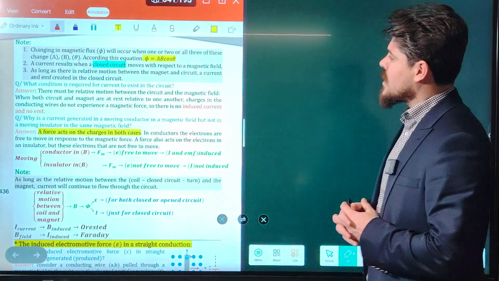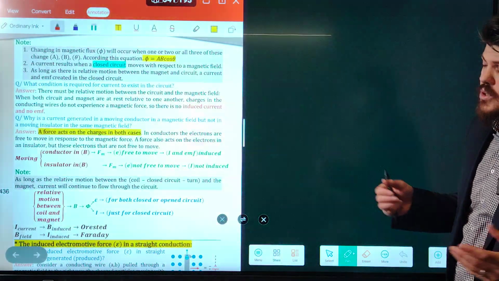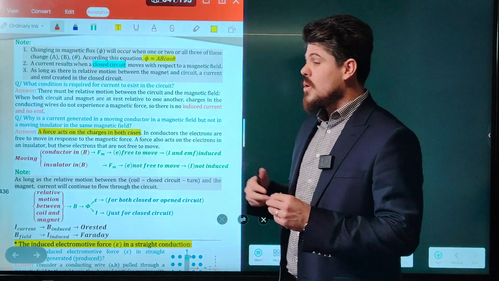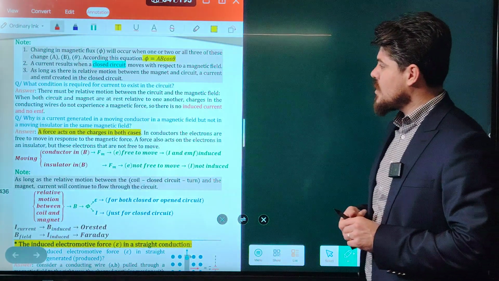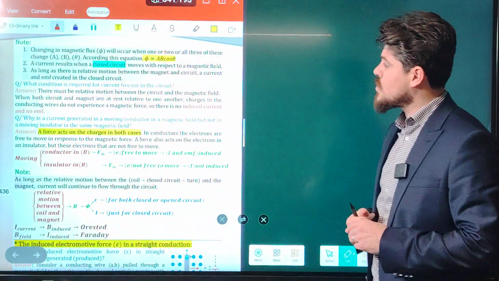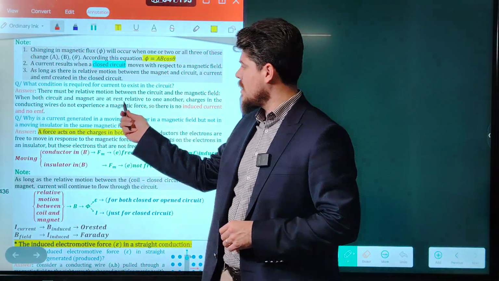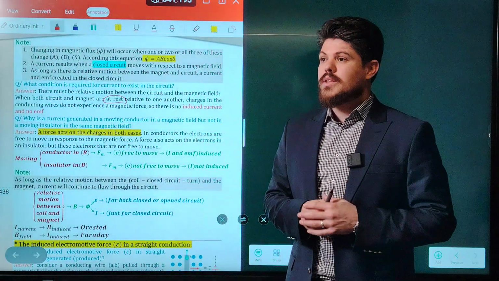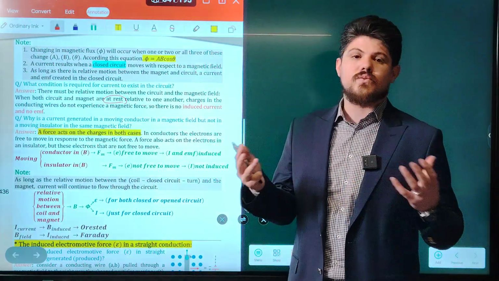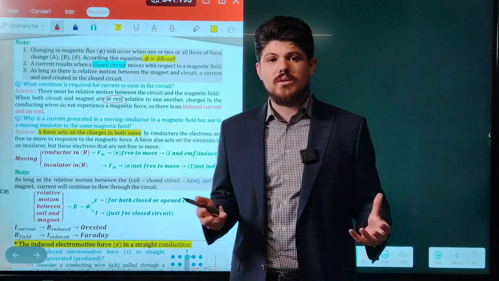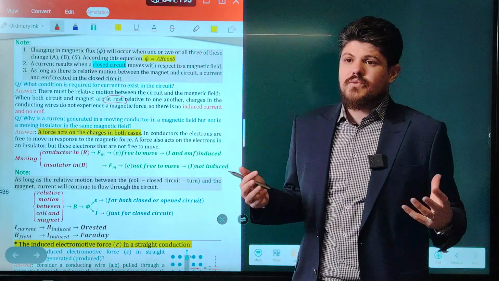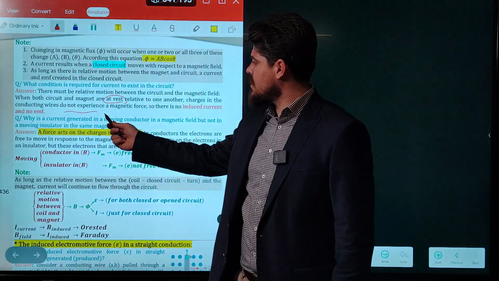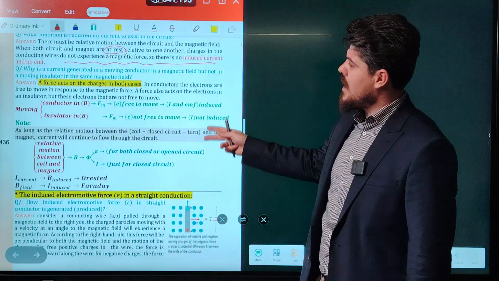What condition is required for current to exist in the circuit? There must be a relative motion between the circuit and the magnetic field. When both the circuit and the magnet are at rest relative to one another, charges in the conductor do not experience a magnetic force. If both are at rest, there is no induced current. Why? Because there is no change in flux. There is no magnetic force acting on the conductor. If there is no magnetic force, there is no separation between the positive charge and negative charge. The conductor wire does not experience magnetic force, so there is no induced current and no EMF.